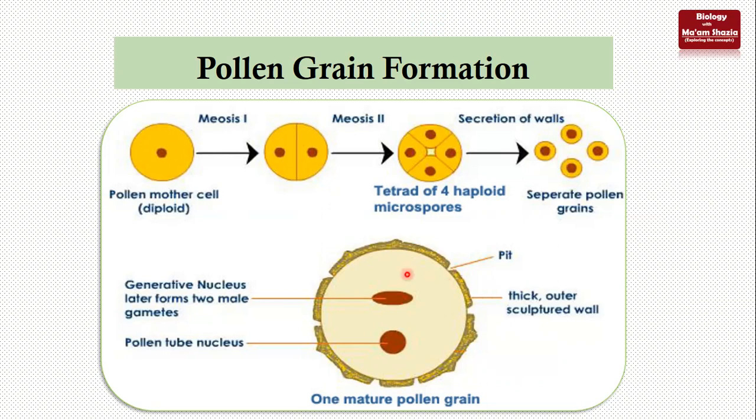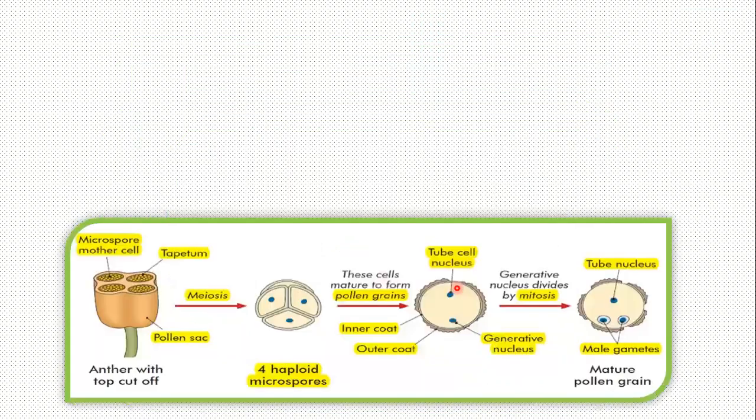This is the structure of a pollen grain. It has, by the way, two nuclei. We will discuss that later. It has two nuclei and its outer covering is thick as well. Okay, so this is how it is going to develop. This is the anther. The anther has pollen sacs. Pollen sacs have microspore mother cells. Microspore mother cells will go through meiosis and produce four haploid microspores. And then this is the inner coat and this is the outer coat of the spore.